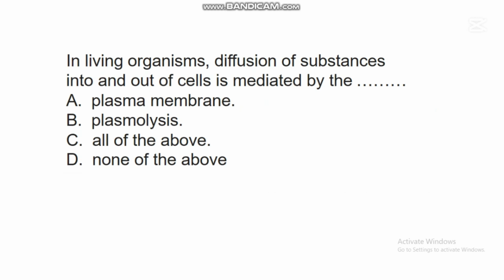The next question says, in living organisms, diffusion of substances into and out of cells is mediated by the dash. A. Plasma membrane, B. Plasmolysis, C. All of the above, D. None of the above. In this question, the correct answer is A. Plasma membrane. So, in many organisms, diffusion of substances into and out of their cells is mediated by the structure known as plasma membrane.